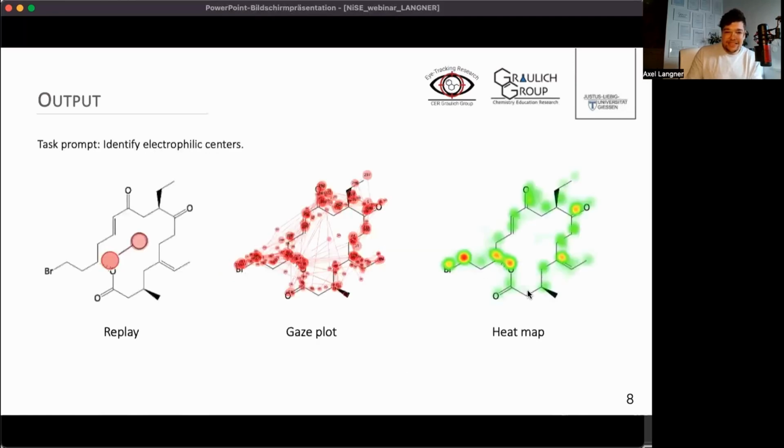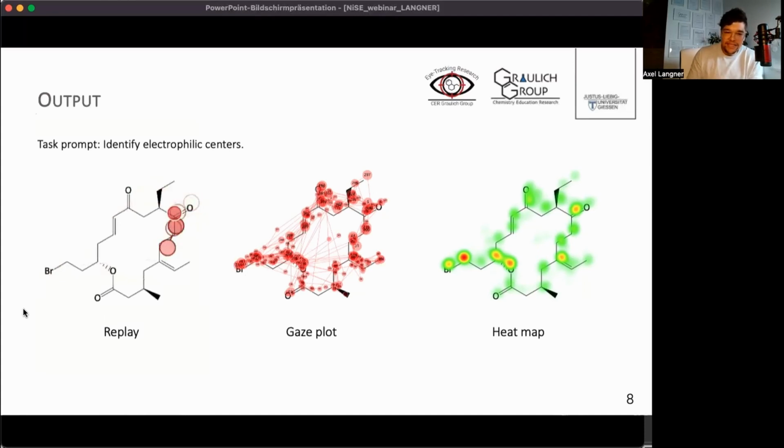This looks like this. Here I brought you something from my study. I'm a chemistry education researcher, so here my participants saw a big molecule, and they had the task to identify electrophilic centers, which are kind of reactive centers which chemists have to identify. And then we can get a gaze replay, which is just in real time giving me the information where the participants were looking.